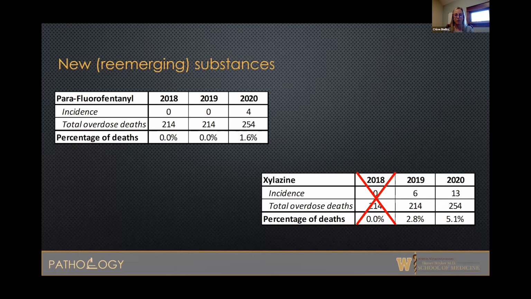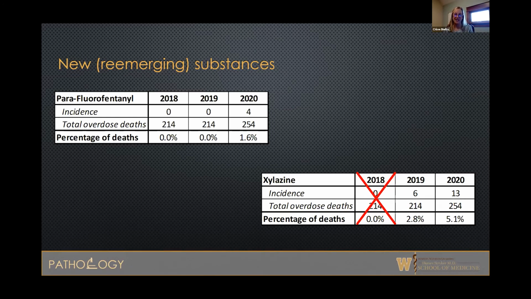There are some new emerging substances that our office has come into contact with. So the first is parafluorofentanyl. In 2018 and 19, our office did not find any cases of this, though it was being tested for. That's very important to know, because then in 2020, we found 4. And so far in 2021, I checked today, we have 22 cases that have been detected. Though not all of these have been confirmed, they're basically confirmed.